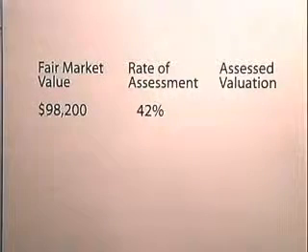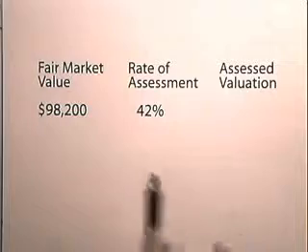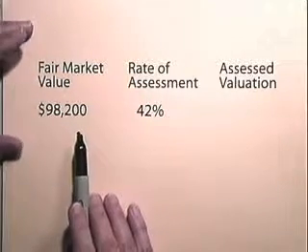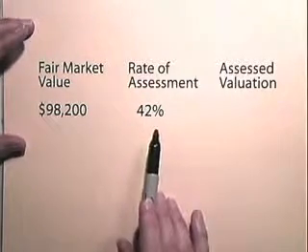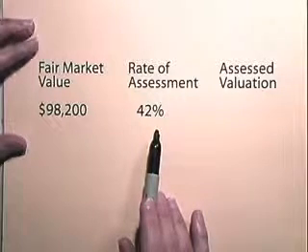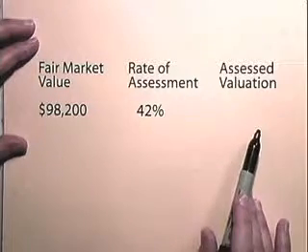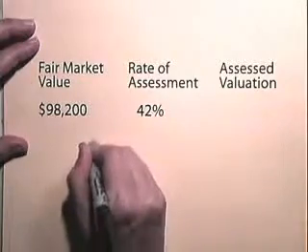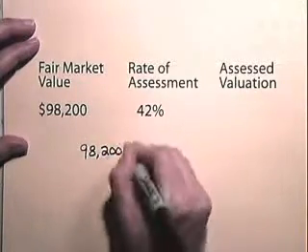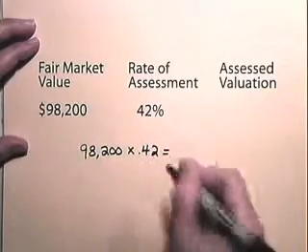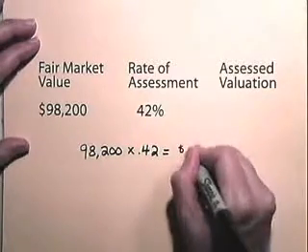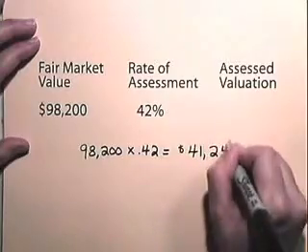Now let's look at finding the assessed valuation. The fair market value is the price at which property can reasonably be expected to be sold. The percent of the fair market rate is the rate of assessment. So in this problem, we have a fair market value of $98,200. The rate of assessment is 42%. So let's find our assessed valuation. It's $98,200 times 42%. So the assessed valuation of our property is $41,244.